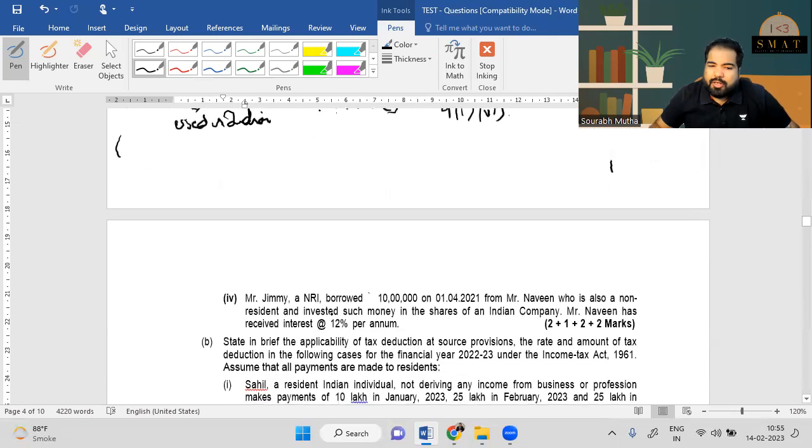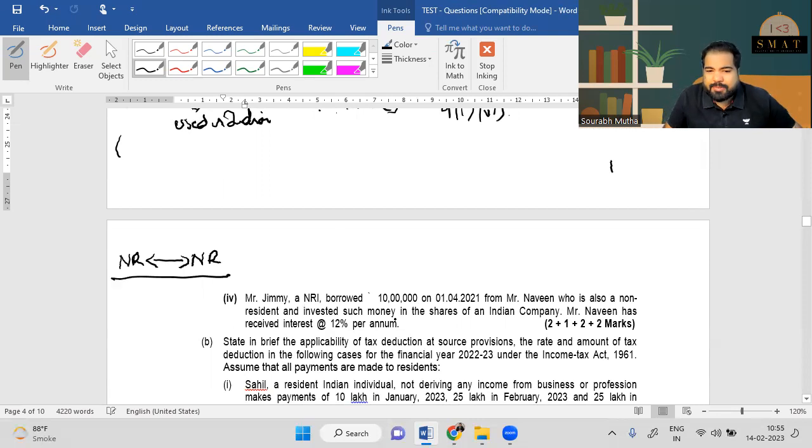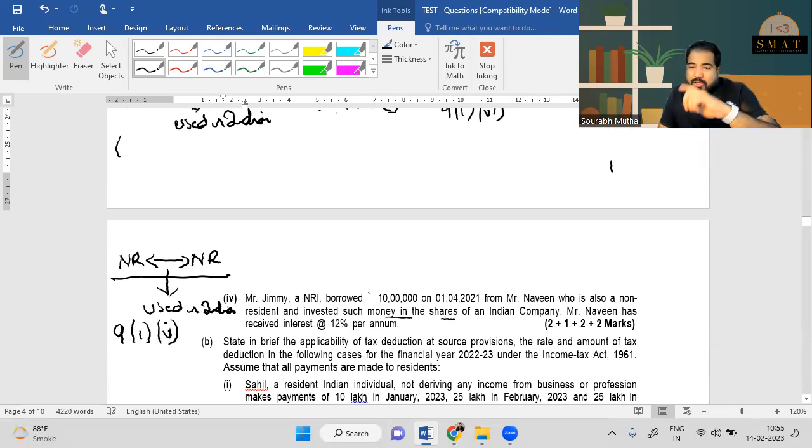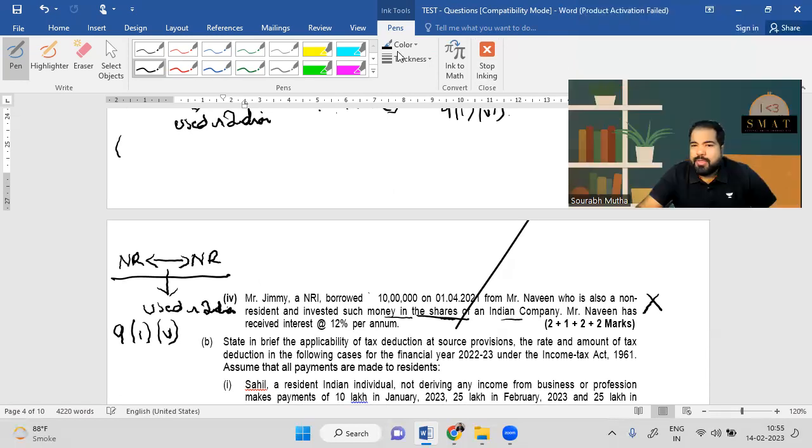All right. Jimmy is an NRI, so there is one non-resident, and Naveen is also a non-resident. One non-resident is giving money to another non-resident, so why are we bothered then? Because that money has been invested in shares of an Indian company. So it has been used in India. Yes. Now, this case is interest, section 9(1)(v), but as per 9(1)(v), if money has been given by one non-resident to another non-resident, then that interest will be deemed to be taxed in India only if it's used in India for business and profession. This is not business and profession. This is an income generating activity. So this one will not be taxable in India. I hope this is understood.